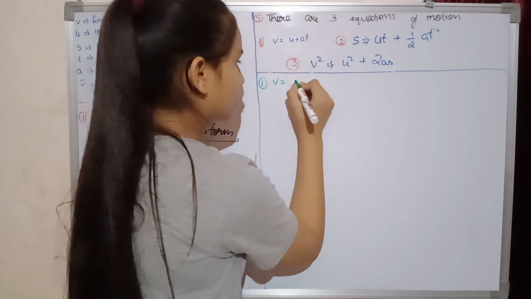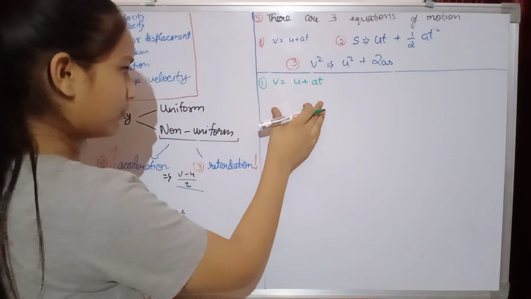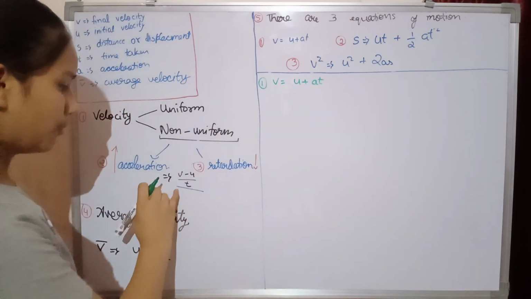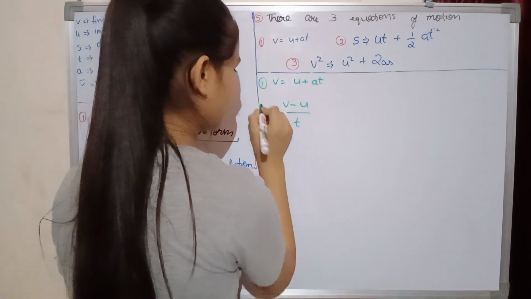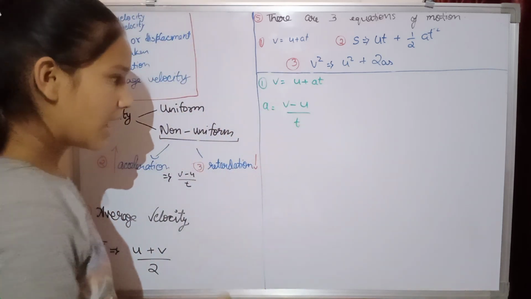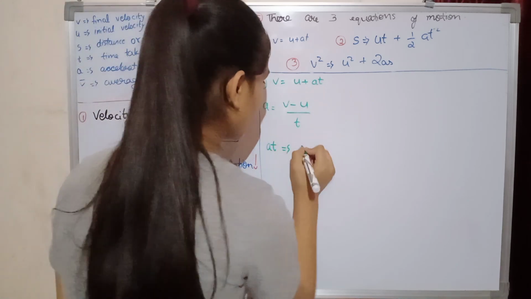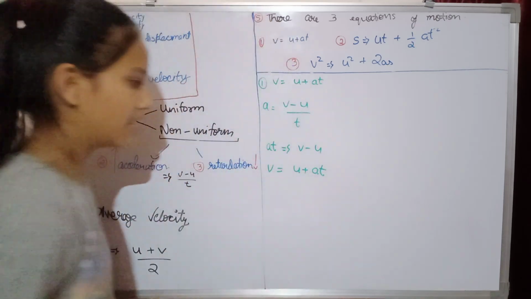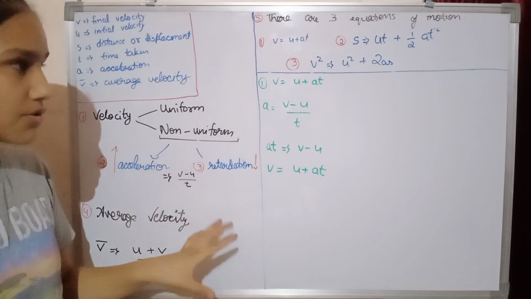First is v is equal to u plus at. Now, to know from where this equation derives, we need to know the formula of acceleration, which is a is equal to (v minus u) upon t. Now we got all the values. Now we can arrange them as at is equal to v minus u, and v is equal to u plus at. So this is how we can derive the first equation of motion. This is the easiest equation of motion.